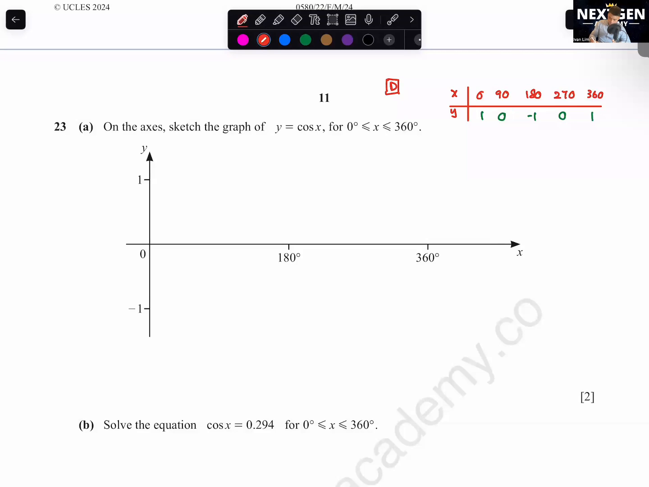Okay, take down these points: 1, 0, -1, 0, and 1. But you need to remember generally how the graph looks like. You cannot do like that. These are wrong. It's like a wavy line like that for both sine and cos. Okay, like this.